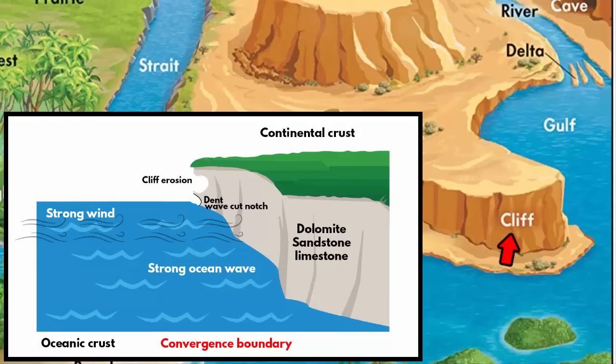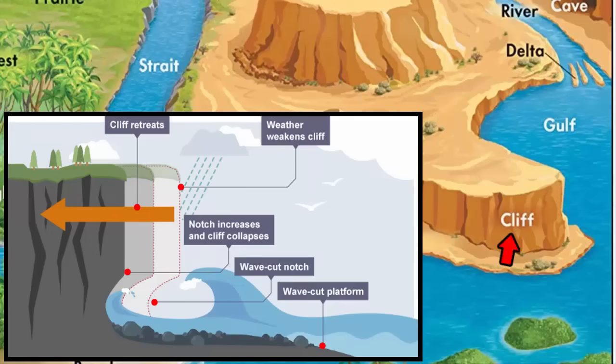As the notch increases in size, the cliff becomes unstable and collapses and gets washed into the sea. This continuous process will make the cliff collapse and move the entire cliff further and further inland, leaving behind a wave-cut platform. When there is low tide, you will be able to see the wave-cut platform, and during high tide, this area is submerged.